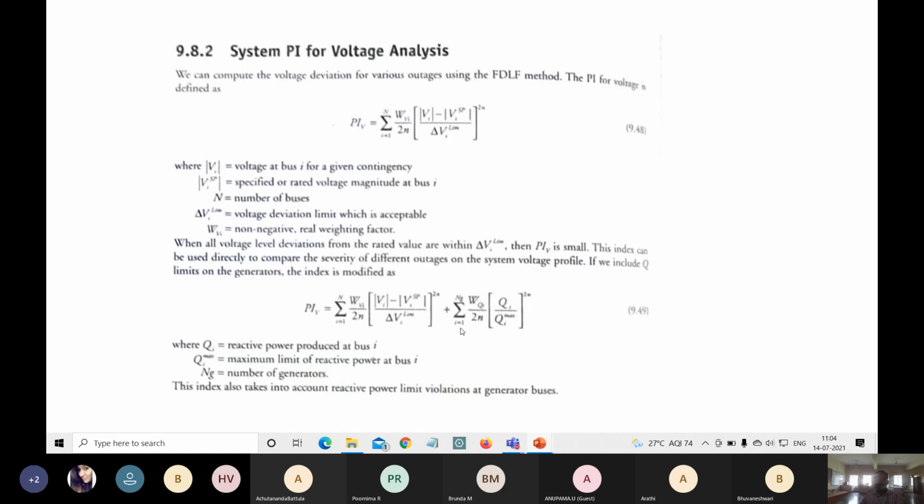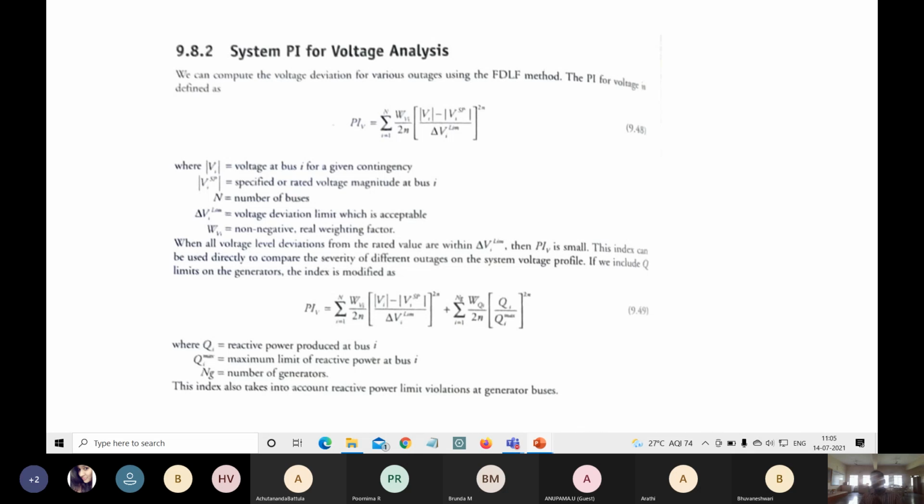How many generators does our system have? If you say 3 generators, then i goes from 1 to 3. If you are interested in calculating at bus 6, you can straight away take the sum with W_Vi, V6 divided by 2n, where n is the number of buses. Place the value of 6 here and take the value of the corresponding reactive power at bus 6. You have to calculate for every bus, not only 6.